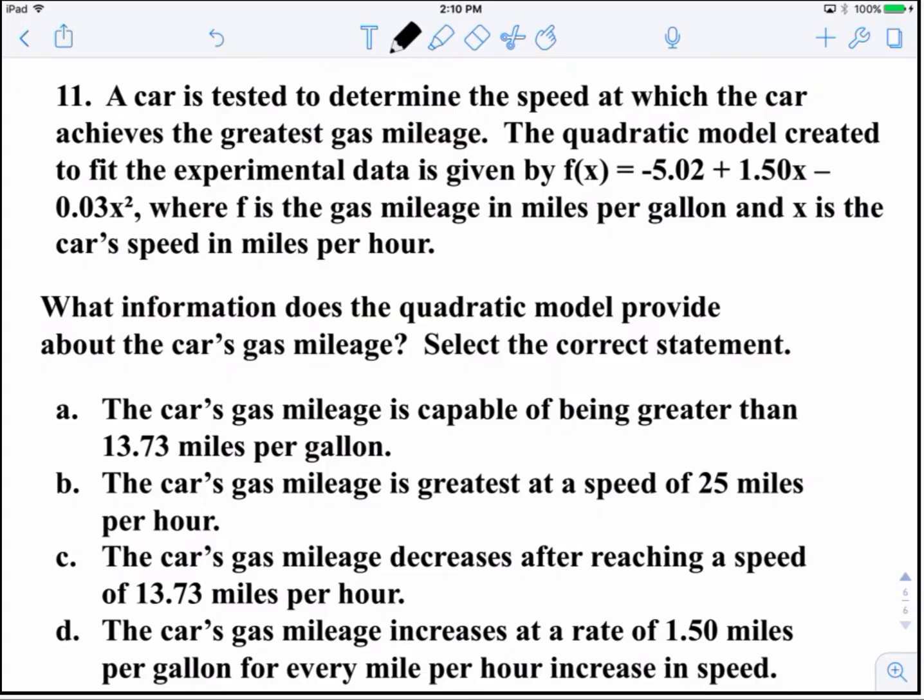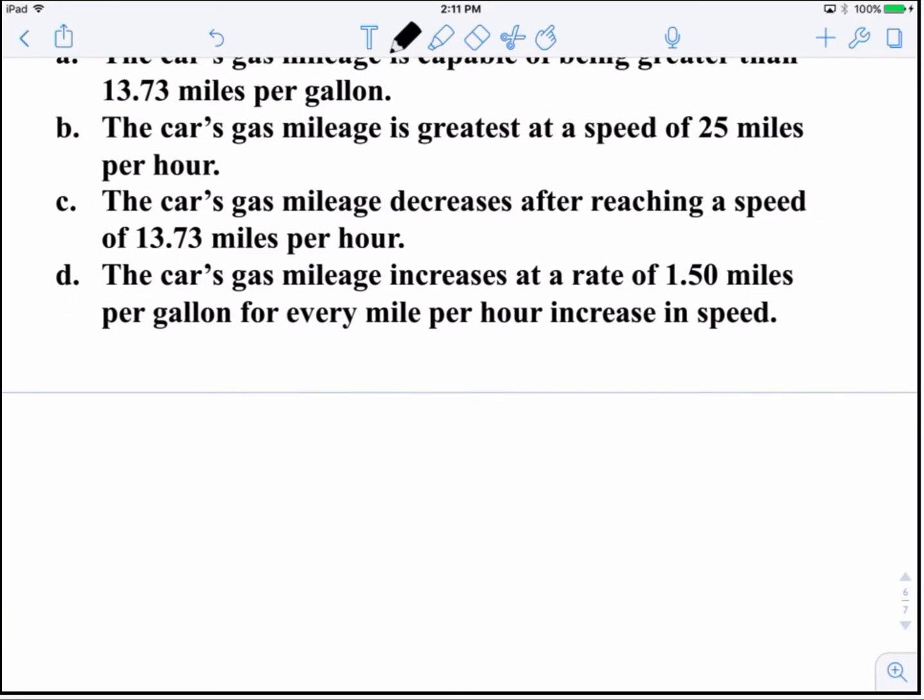So before we can answer A, B, C, and D, let's work it out first. Right. Okay, so let's rewrite this function f of x in its standard form. So we have negative 0.03x squared plus 1.5x minus 5.02. Okay, and for this one, since they're looking for the maximum mileage, we can try to find the vertex, right?